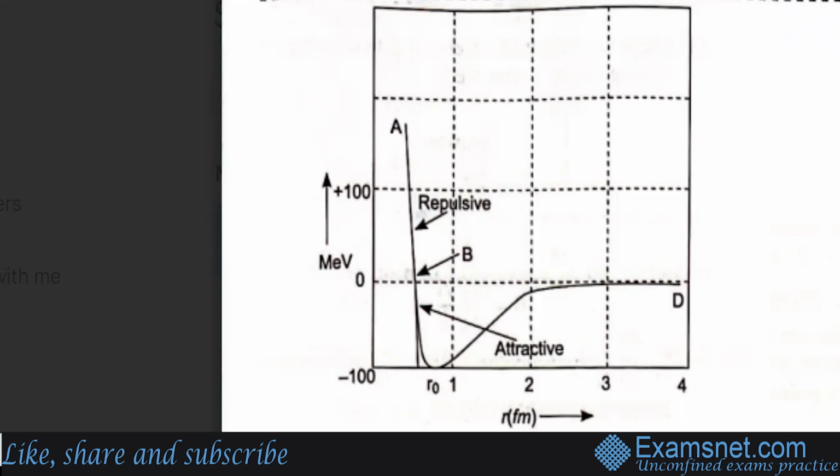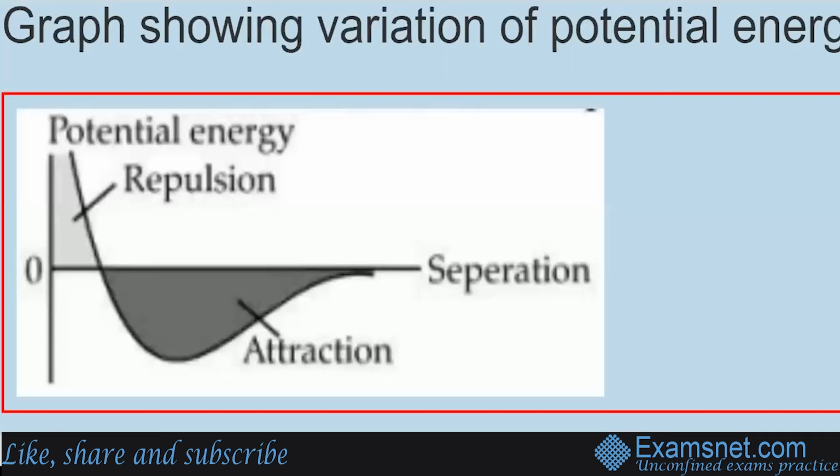The nuclear force is attractive for distances greater than R0, from this side. When the two objects are separated by less than R0, nuclear forces are repulsive, as you can see from here; otherwise they are attractive. At R0, this is the equilibrium position. The nuclear force rapidly diminishes over here. So this is the right graph, and here the potential energy is at its lowest. This is the region of repulsion, attraction, and separation. Hope you understood this. Let's move to the next question.